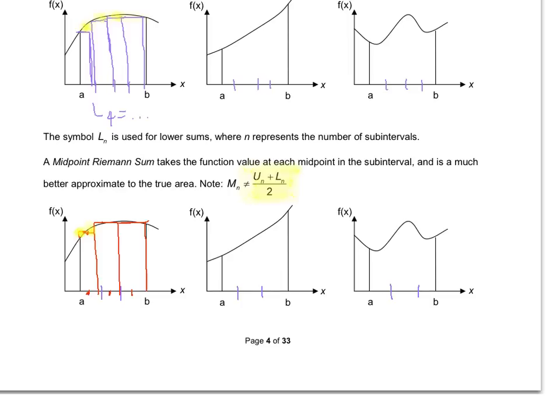So again, I could show you on all of these, but I think you get the idea. Just take the function value at the midpoint of each of the subintervals, and that's going to be the height of the rectangle.